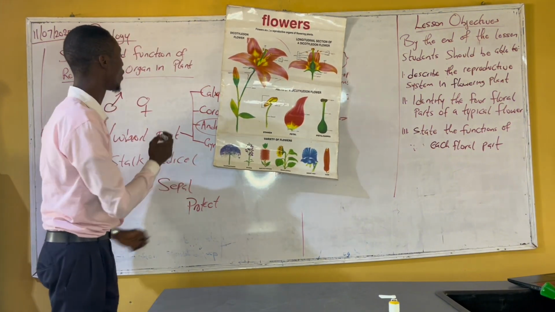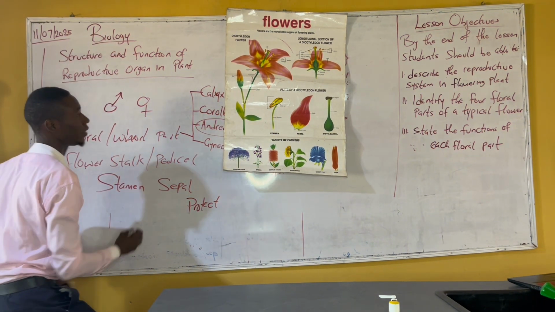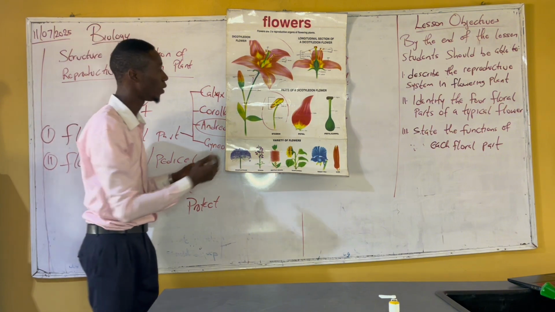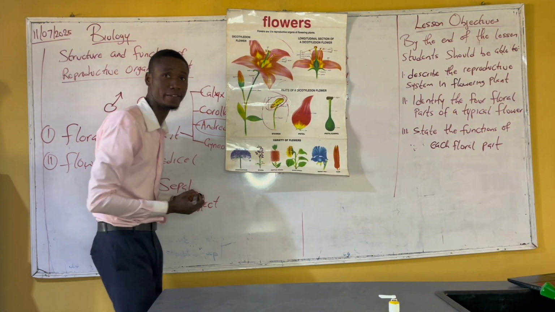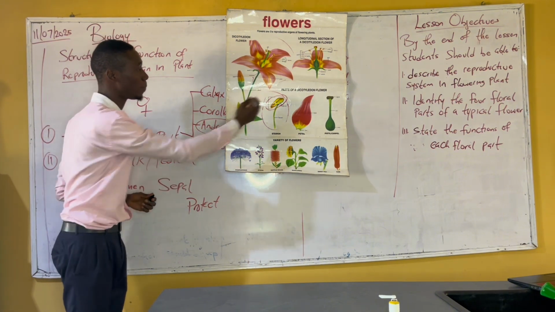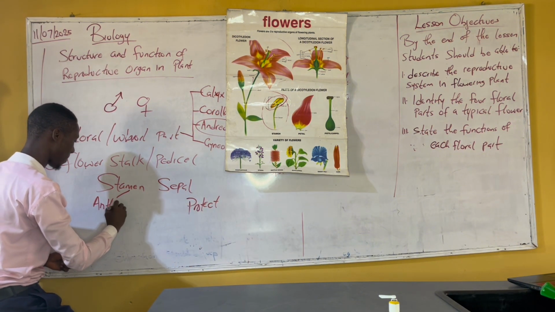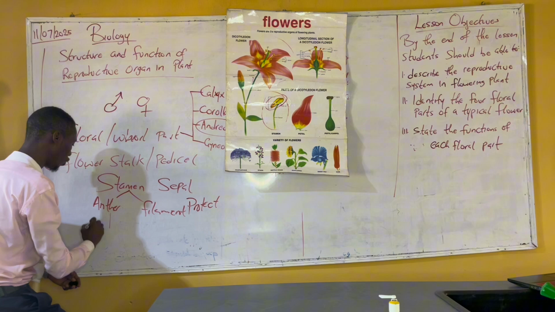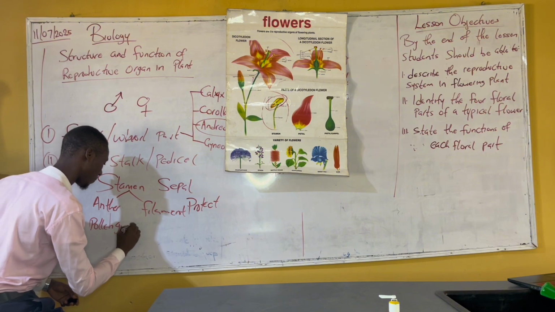Then the next part is the androecium, which is the male part. It is made of a group of stamens. This is a stamen. Now, the stamen is made up of two parts. We have the lower part called the anther, and the part holding it is called the filament. The anther produces the pollen grains, which are the male gametes. So the stamen is made up of two parts: the anther and the filament.